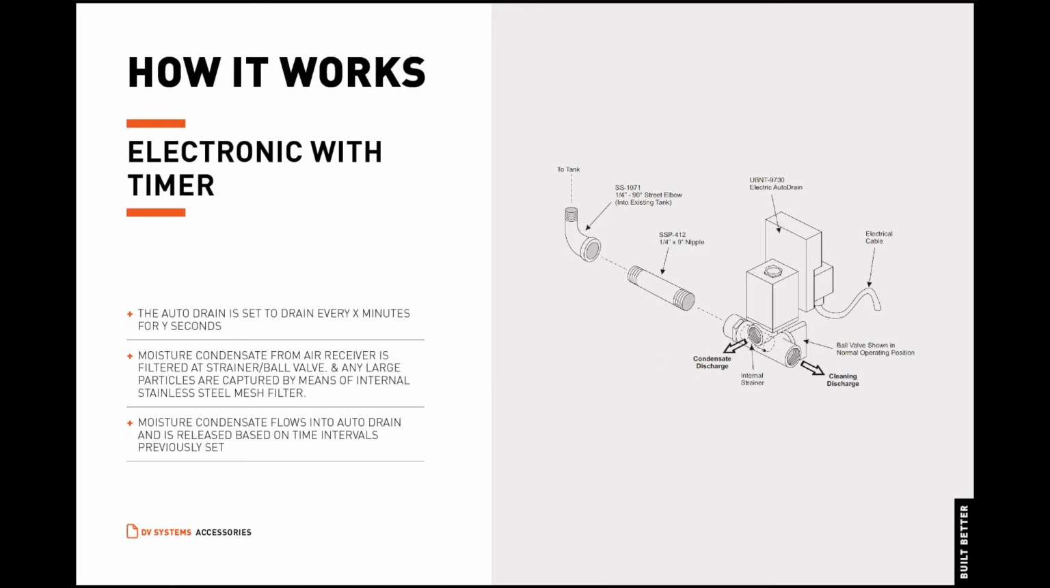Draining too often may waste air pressure by draining compressed air in addition to moisture condensate. Draining too few times may accumulate moisture condensate in the air receiver. Moisture condensate from the air receiver is filtered at the strainer ball valve. Any large particles are captured by means of an internal stainless steel mesh filter. The moisture condensate flows into the auto drain and is released based on the time intervals previously set.